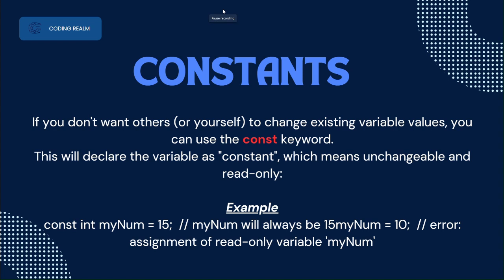Constants. If you don't want others to change existing variable values, you can use the const keyword. This will declare the variable as a constant, which means unchangeable and read-only. Look at this example. We have const int myNum = 15. myNum is the variable name, int is the data type, const is a keyword, and 15 is the value of the variable. myNum will always be 15. If we write myNum = 10, it's an error: assignment of read-only variable myNum.